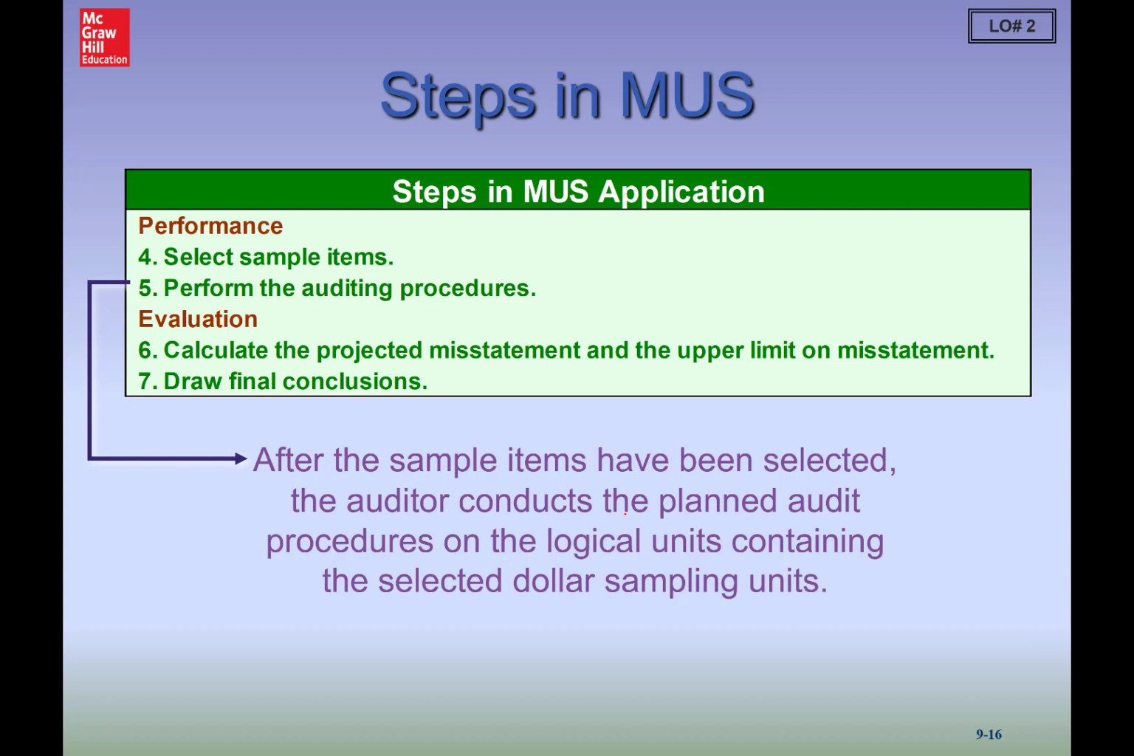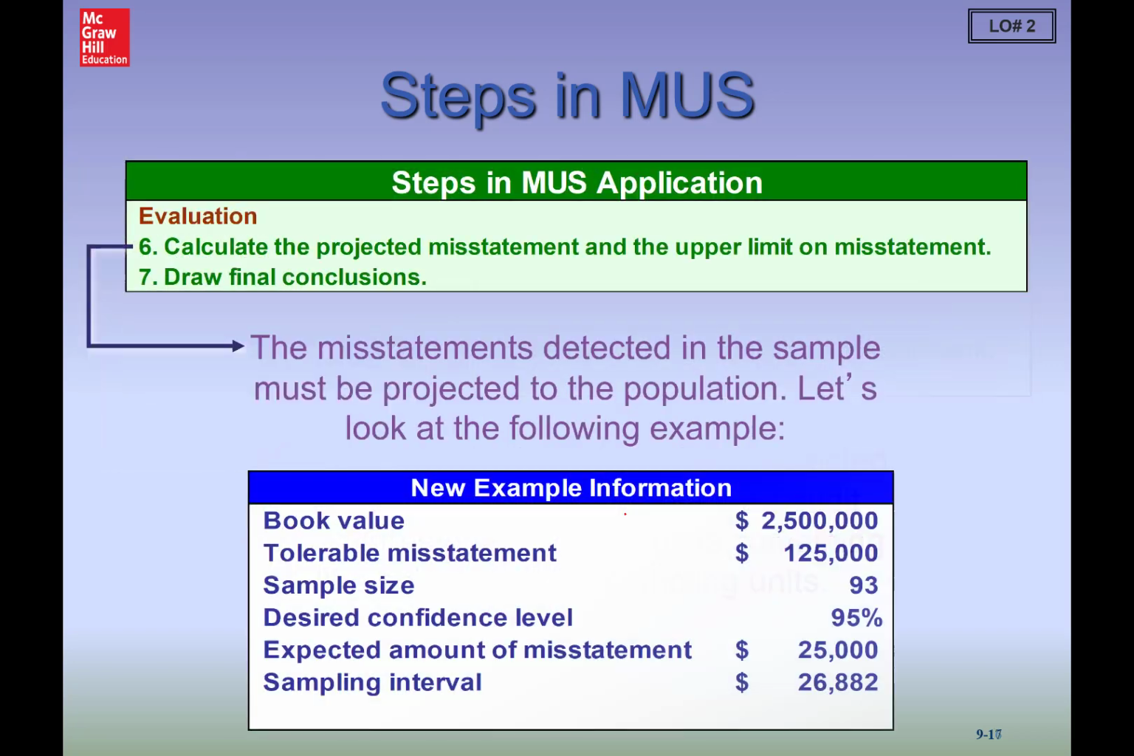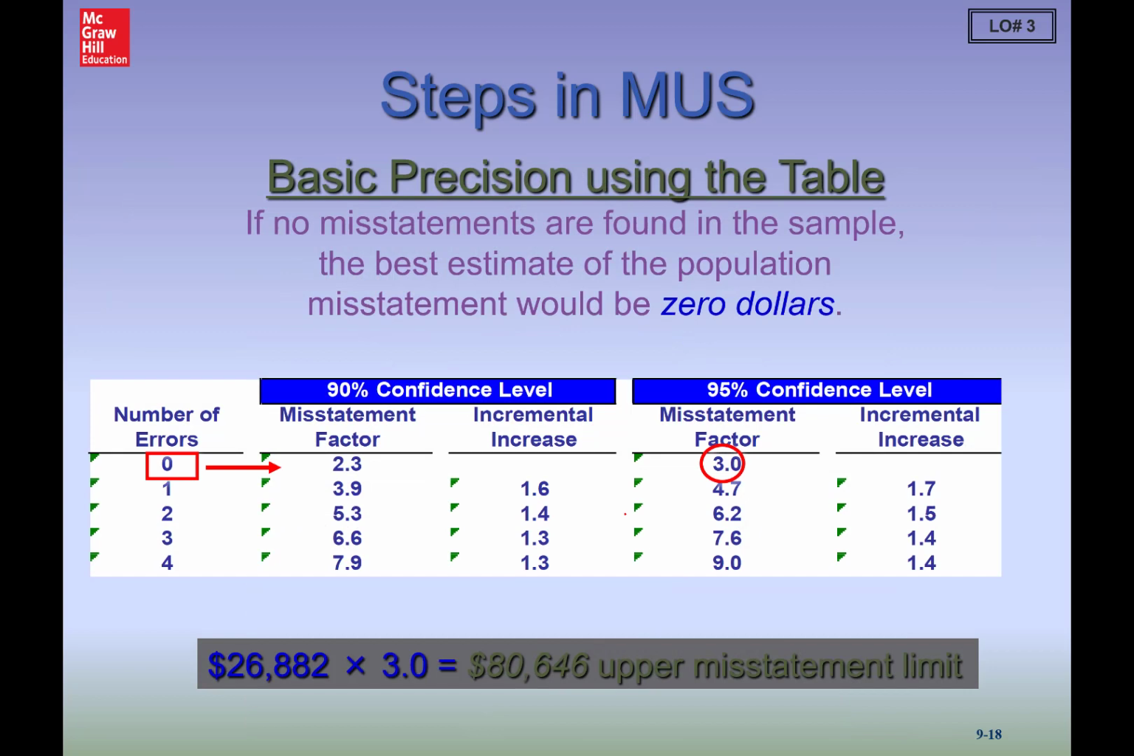Okay, good. So, in this example, they have their tolerable misstatement, a sample size, our confidence level, expected amount of misstatement, and our sampling interval. Those are factors. And we have to start applying a misstatement factor. Now you look at this and you say, well, John, why on earth would we have a misstatement factor if we found no errors?